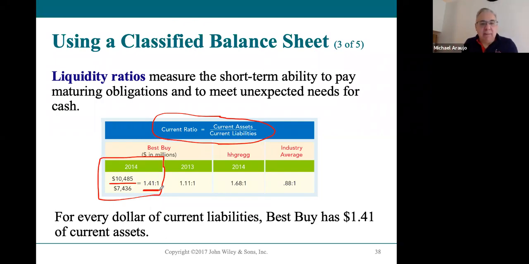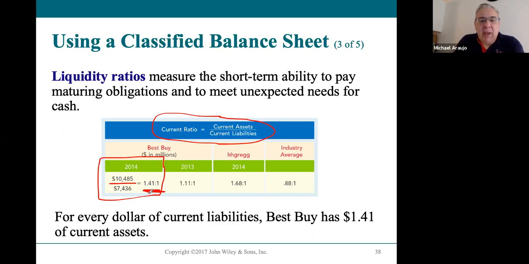What does that mean? It simply means that Best Buy has $1.41 of current assets for every $1 in current liabilities. That's how we would read it. That's all it really means. We're simply comparing the amount of total current assets to the amount of total current liabilities. And we're breaking it down in a ratio form so it looks like a part of a dollar.